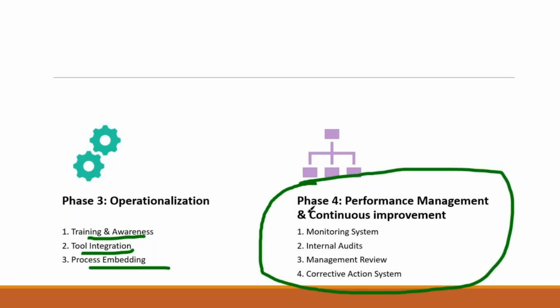That is what your phase number 4 has been saying. Performance evaluation. Okay, performance management and continuous improvement. Monitor each and every system, perform an internal audit, go with a management review. So with this I'm going with a corrective action. Okay, so I am going to keep a KPI. I'm going to define a KPI over here. I am going to implement a continuous control monitoring.